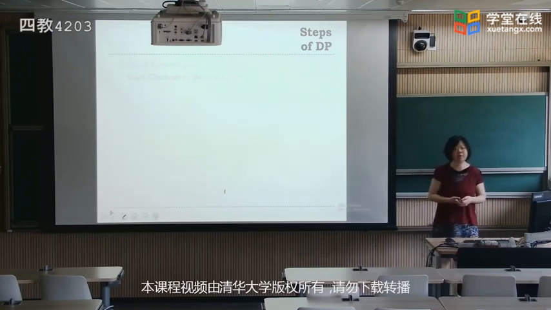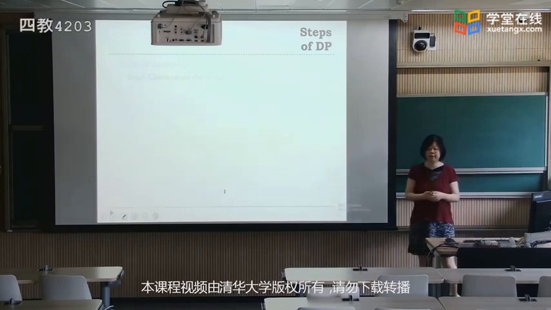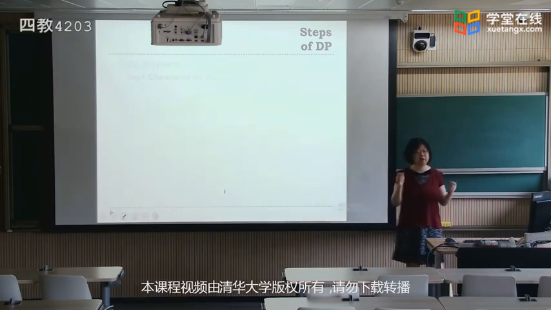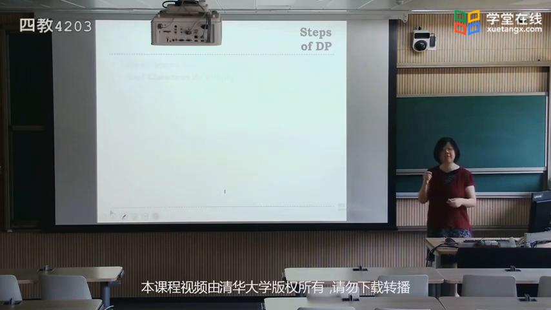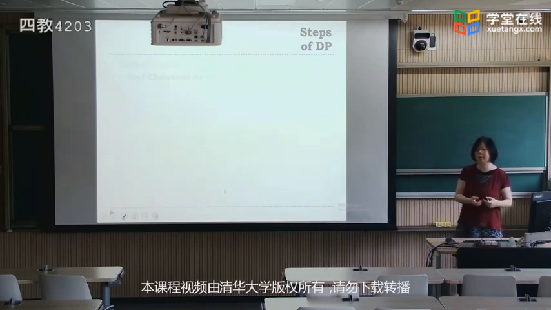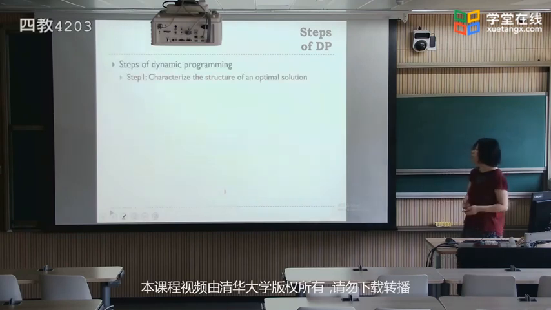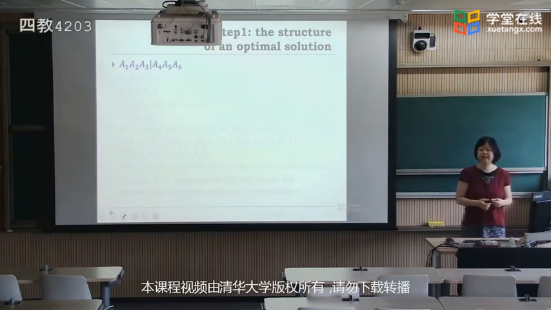Let's solve this problem. Remember from our previous discussion, we need to think of the optimal solution as a sequence of choices. We also have to set up a recurrence for the optimal cost. Okay, and we call this step 1, characterize the structure of an optimal solution. Well, let's look at an example.